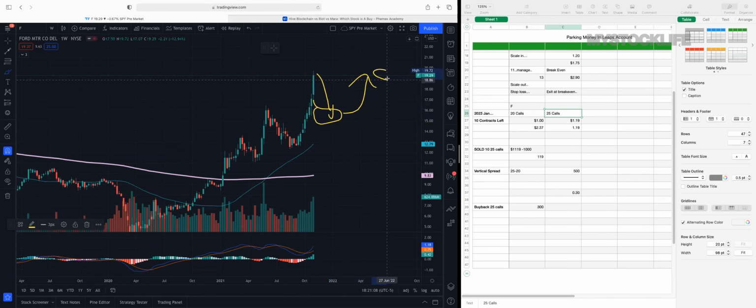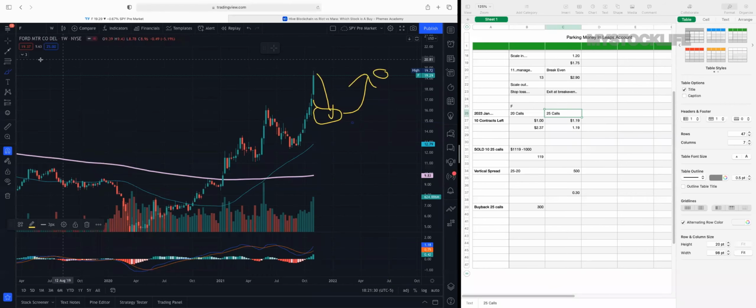Let's say it rips in the uptrend in the coming months. I can choose to sell my $20 calls for all the profits. They were free, or I can choose to buy these back, sell these again at a higher premium. That's up to me how I want to do it, depending on the market. Does this strategy make sense to you guys? Yes, no? Awesome.